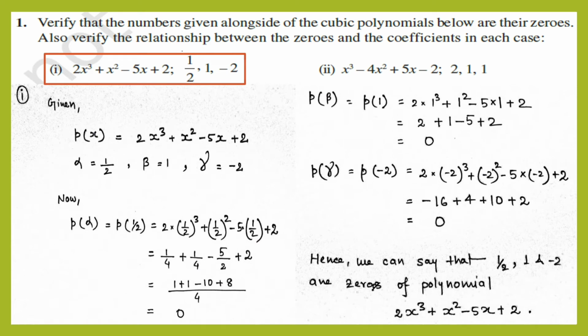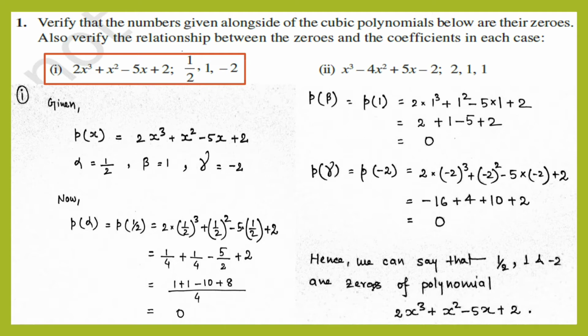In the first problem, we are given a cubic polynomial. Alongside the cubic polynomial, we are given 3 zeros of the cubic polynomial. First, we have to verify that the given zeros are actually the zeros of the polynomial. Second, we have to verify the relationship between zeros and the coefficients of the given polynomial, as we know that in case of a cubic polynomial, there exist 3 relationships between zeros and the coefficients.